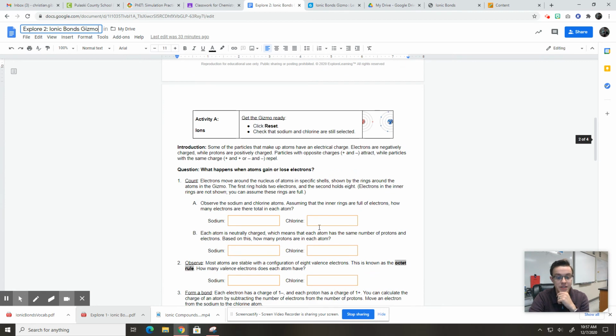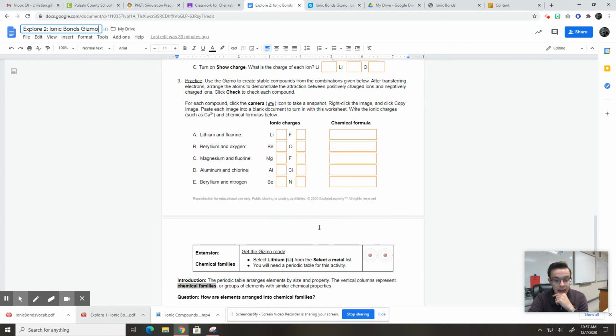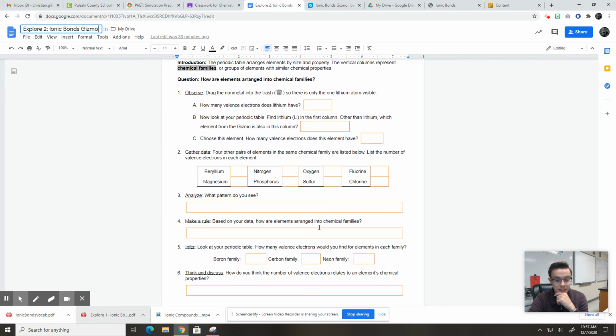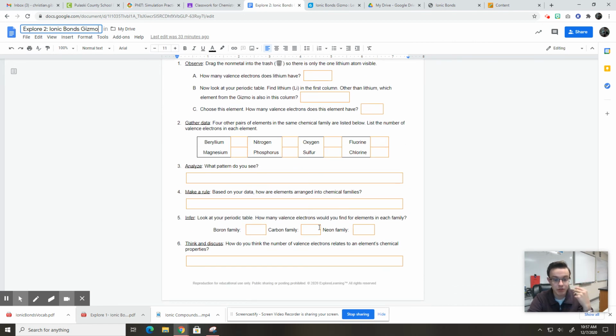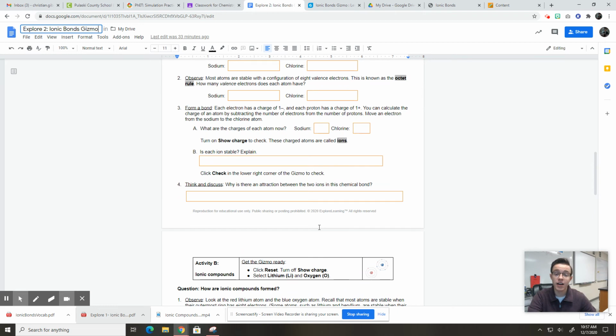And you're going to work your way through activity A. You're going to work your way through activity B. And then there is an extension activity as well. We're going to do a little bit of pattern recognition, okay? And hopefully this will illustrate for you how and why ionic compounds form from 2 ions joining together.